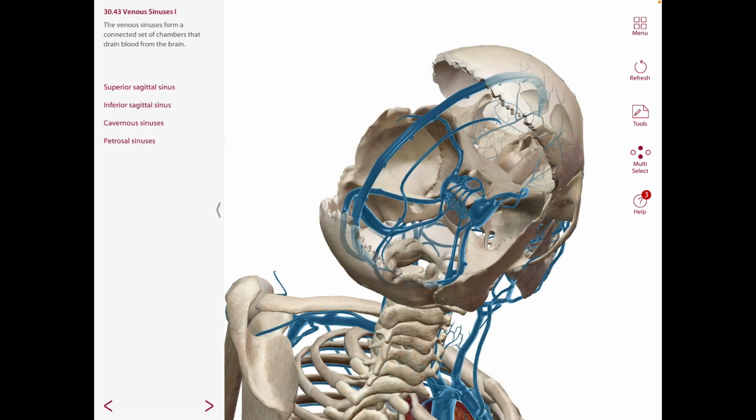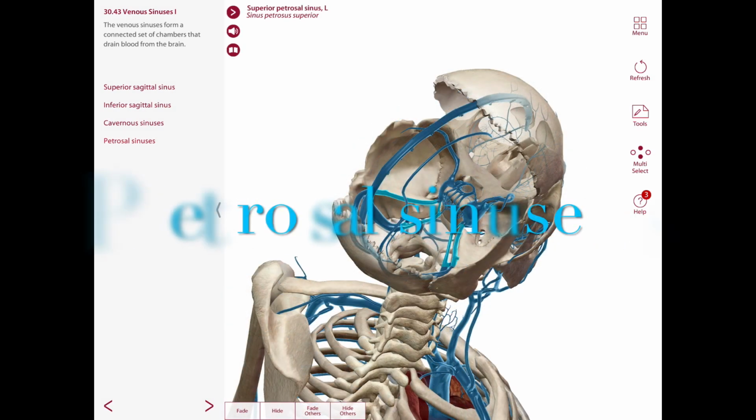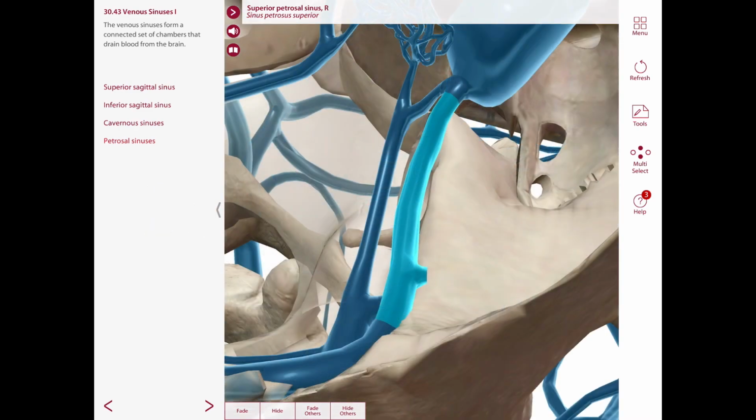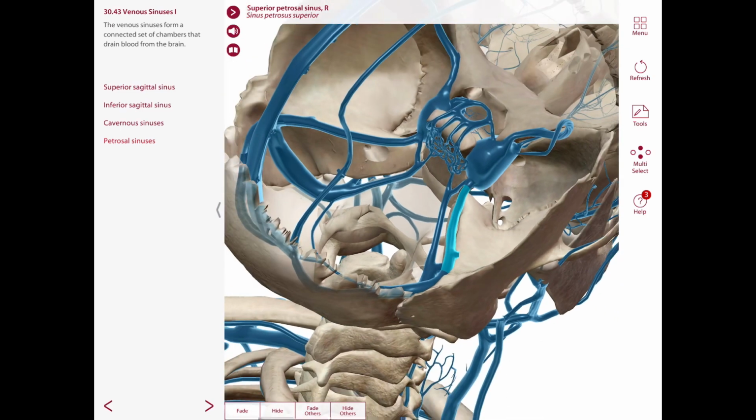Lastly, in this video, we're going to go over the petrosal and sphenoparietal sinuses. So here you can see the petrosal sinuses. The superior petrosal sinus runs along the superior border of the petrous part of the temporal bone, and it connects the cavernous sinus with the terminal part of the transverse sinus.